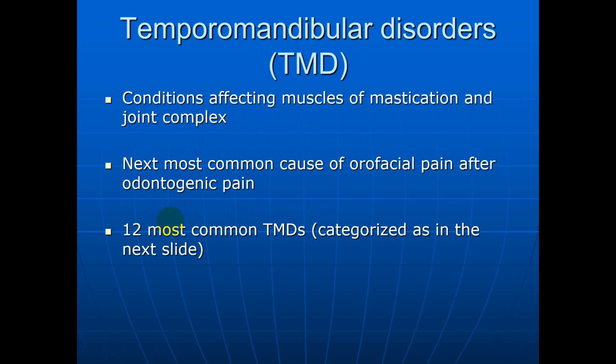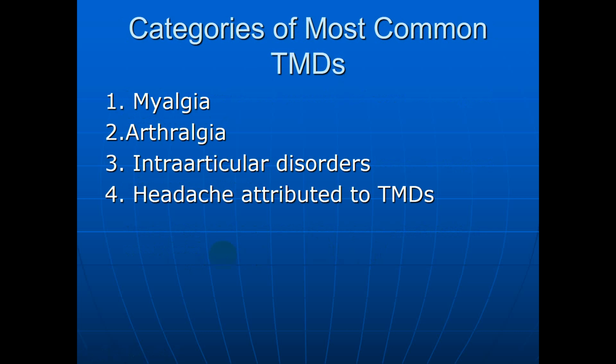Now, a group of temporomandibular disorders. They are known as TMDs. These TMDs are 12 in number, and they are categorized as in the next slide. It is from your 5th edition textbook, Soames and Southam Oral Pathology. They are categorized there into 4 categories: myalgia, meaning the muscles, arthralgia, intra-articular disorders, and headache attributed to TMDs.